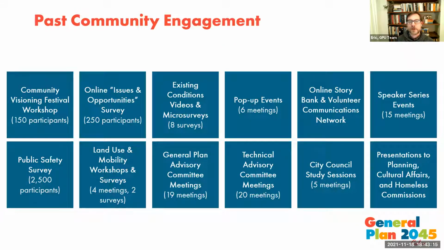And so throughout the process, we've done a number of different types of community engagements. And this slide really represents some of that past engagement that's been done during the general plan process. Some of the activities like the Visioning Festival workshop, pop-ups, the speaker series, events all occurred in person before the COVID-19 pandemic occurred. And then during the COVID-19 pandemic, as you all know, we all transitioned to online meetings, engagements, and surveys. So this is just a sampling of some of that engagement that we've been doing through this process.